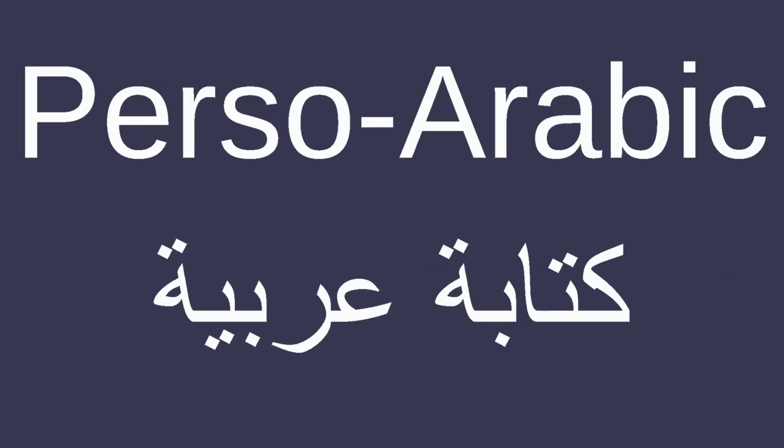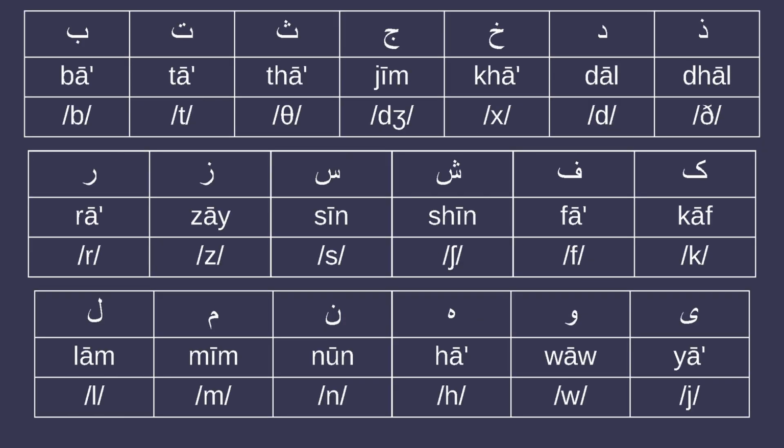Next up is the Perso-Arabic script, which does an exceptionally good job at representing the consonants of English, with base Arabic having ba for ba, ta for ta, tha for the, jim for ja, kha for kha, dal for da, dhal for the, ra for ra, zai for za, sin for sa, shin for sha, fa for fa, kaf for ka, lam for la, mim for ma, nun for na, ha for ha, waw for wa, and ya for ya.